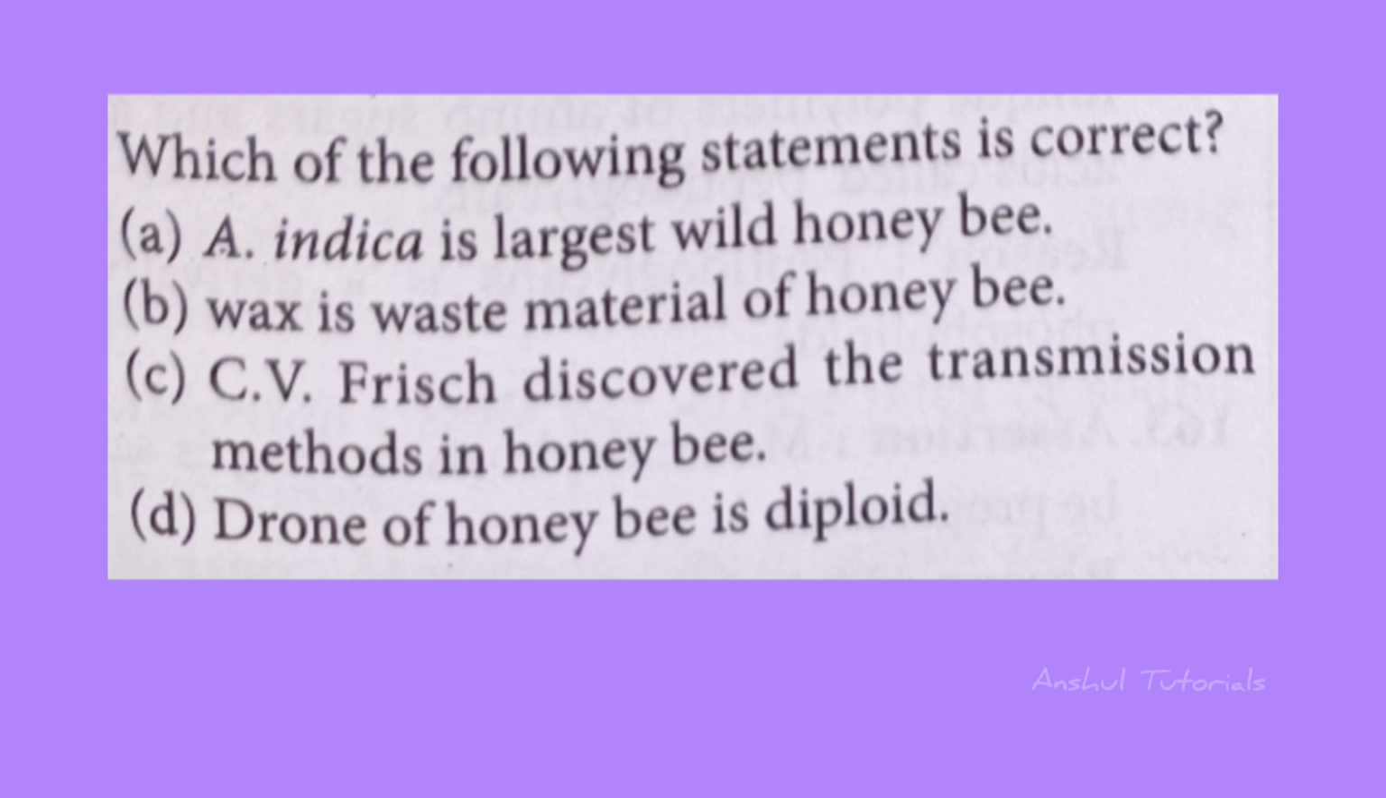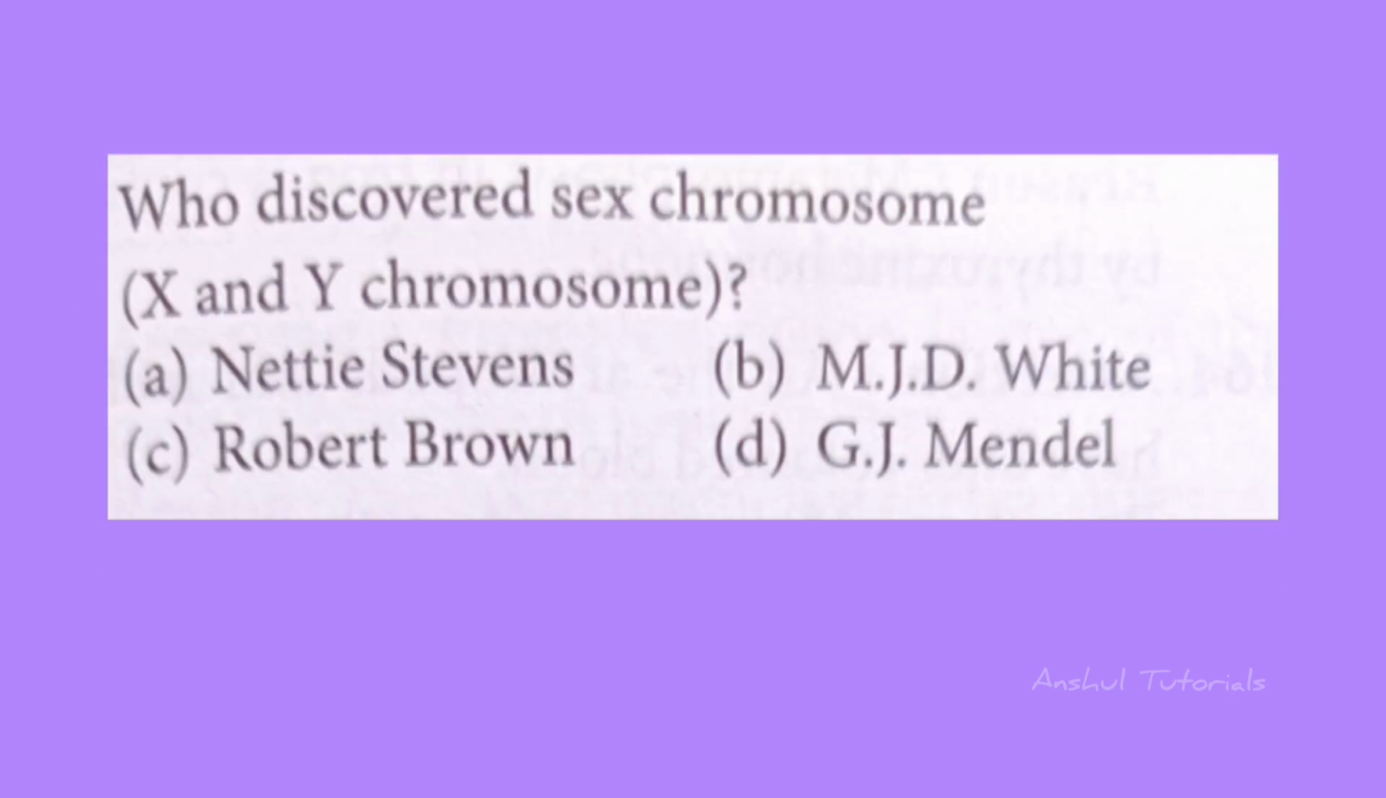The next question is, which of the following statements is correct? So the correct answer is option C, that is K.V. Fritsch discovered the transmission method in honeybee. Who discovered the sex chromosomes X and Y chromosome? So the correct answer is option A, that is Nettie Stevens.